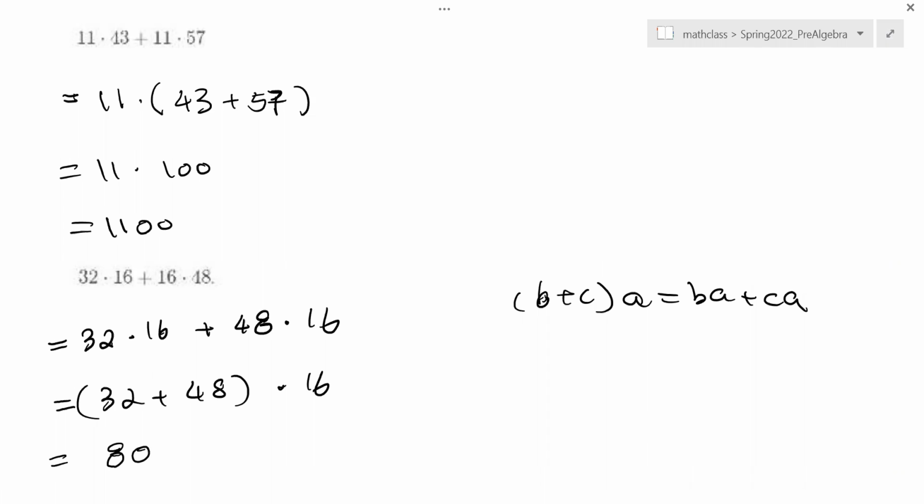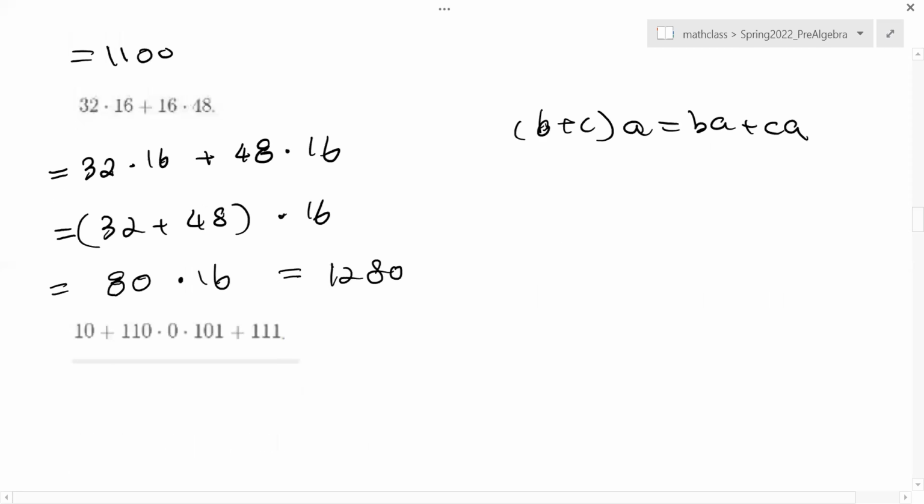80 times 16. You have to do it by hand. That's going to be 1,280. So at least it's a quick way to solve the problem, much quicker than doing the multiplication for each pair of numbers.